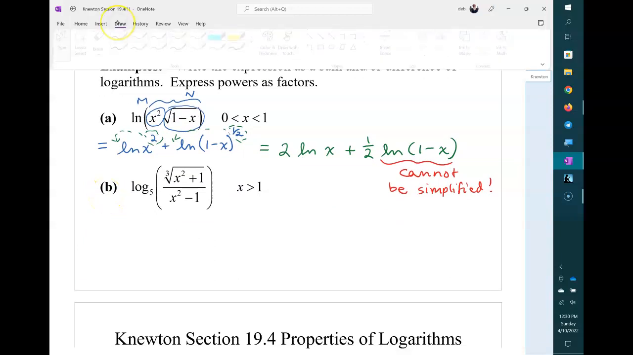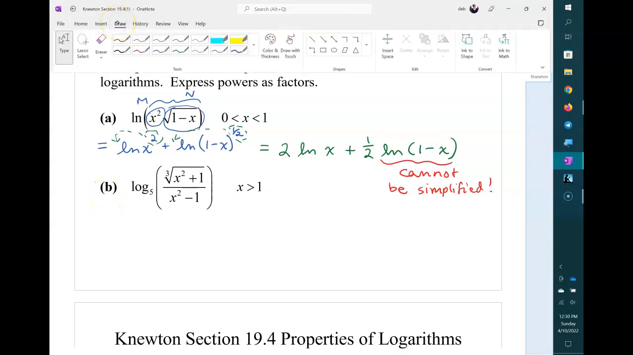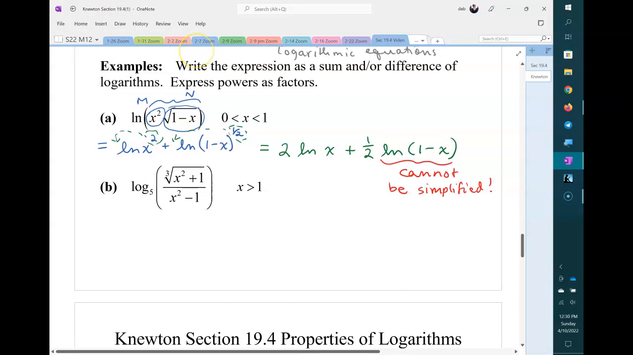Okay, so let's look at this next example. And we have a quotient now. So we're going to have log base 5 of the cube root of x squared plus 1, minus the log base 5 of the denominator, x squared minus 1.